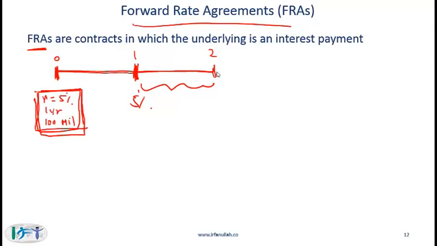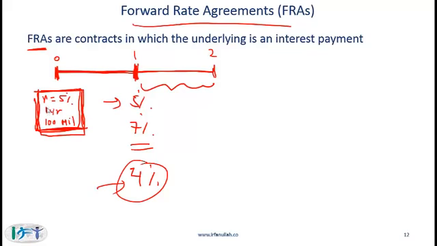The underlying is a 1-year loan. Notional principal is 100 million. When you come to this point 1 year later and the actual market rate is 7%, then you benefit from this contract because you will get to borrow 100 million at 5% even though the market rate is 7%. On the other hand, if the market rate falls below 5%, let's say to 4%, then you lose because even though the market rate is 4%, you still need to borrow at 5% because that is your contractual obligation.